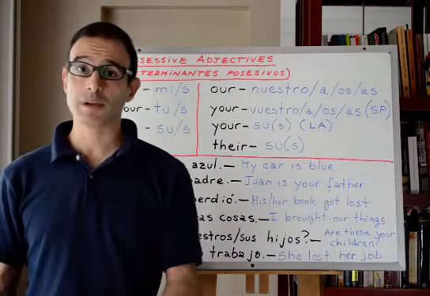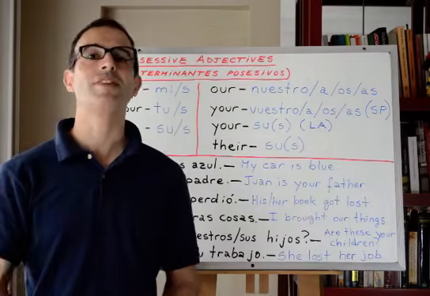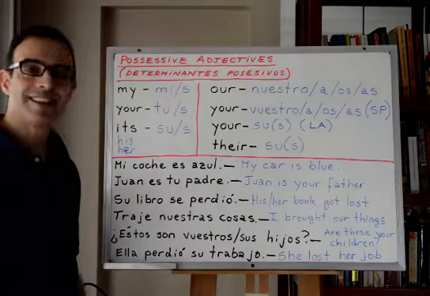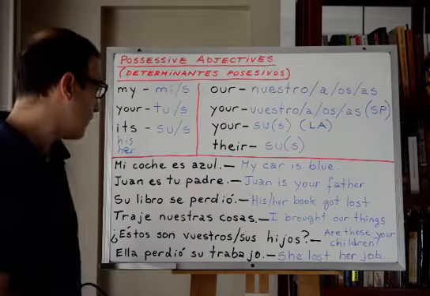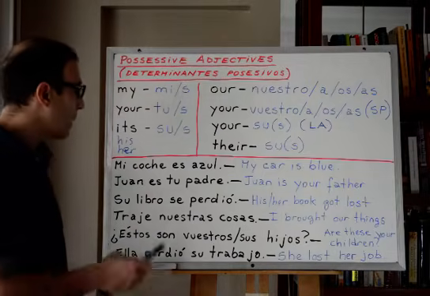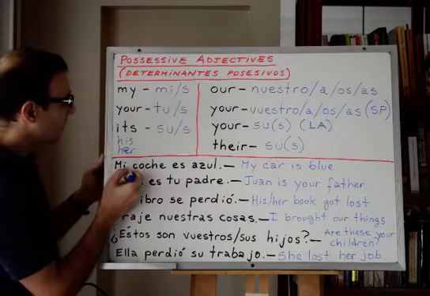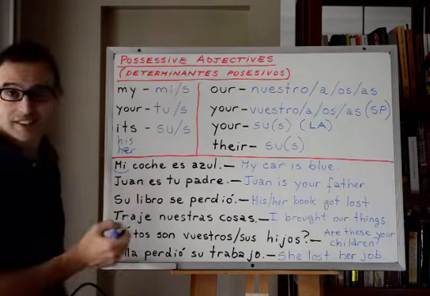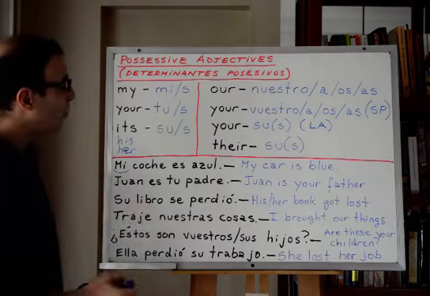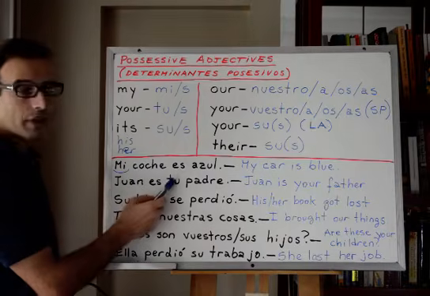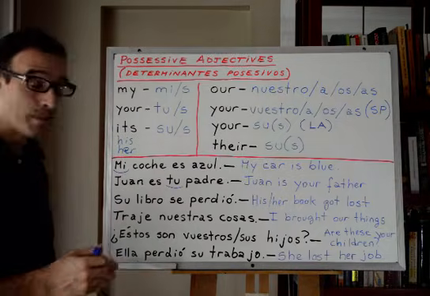Or in the singular, this is their car. Este es su auto, without the S if it is singular. Let's see a few examples now. Mi coche es azul, for my car is blue. This is the possessive adjective, determinante posesivo. Juan es tu padre, for Juan is your father. Tu would be the possessive adjective.